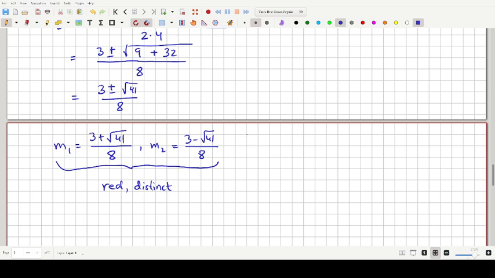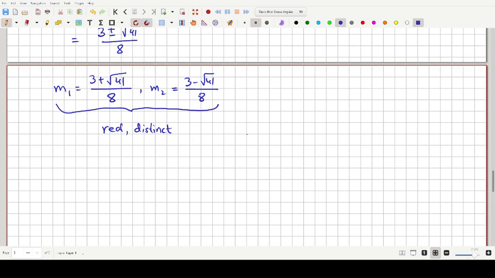So therefore, we shall write down the complementary function as C1 e raised to the power m1x, so that is 3 plus square root of 41 divided by 8 times x, plus C2 e raised to the power m2x. What is m2? m2 is 3 minus square root of 41 divided by 8 times x. So this is our expression 1. We can save this for use later.